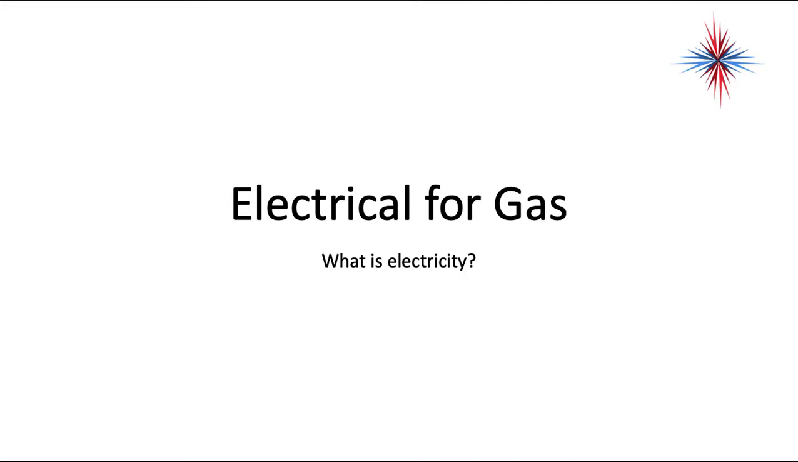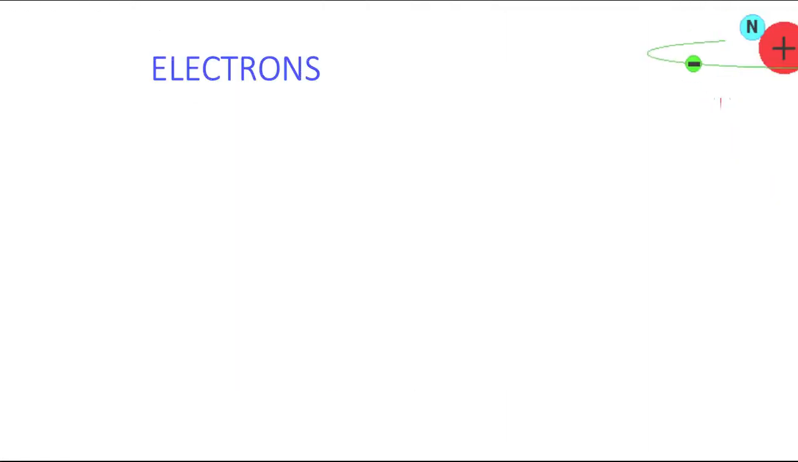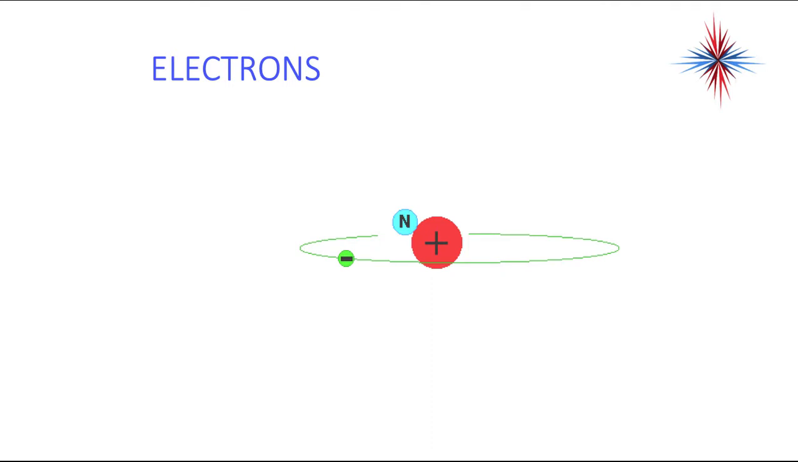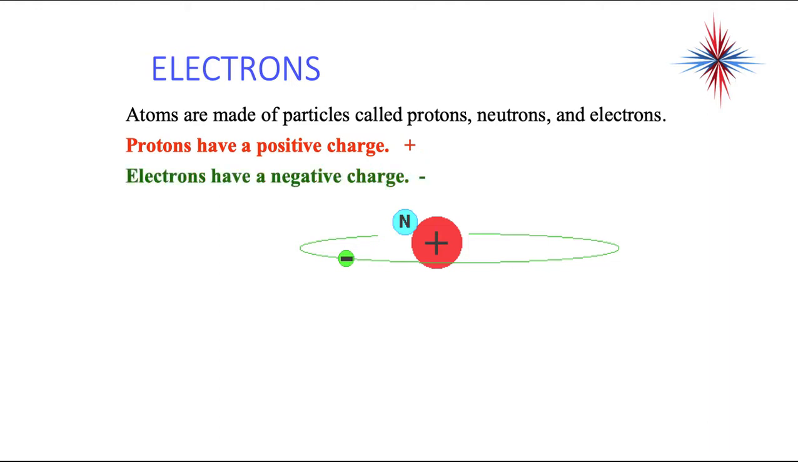So let's begin our conversation about electrical for gas with talking about what electricity is. All matter is made up of atoms, which are made up of particles called protons, neutrons, and electrons. Protons have a positive charge, electrons have a negative charge. Neutrons have no charge and have no electrical effect.